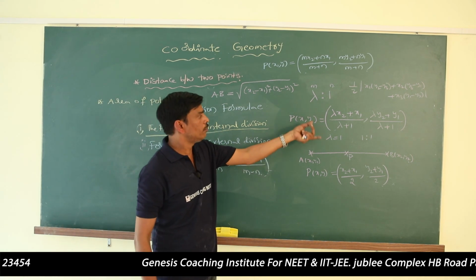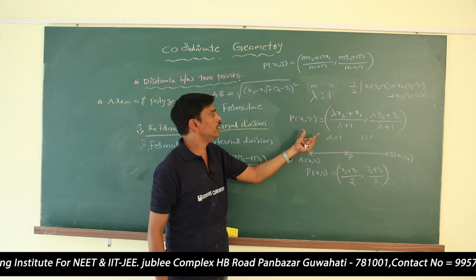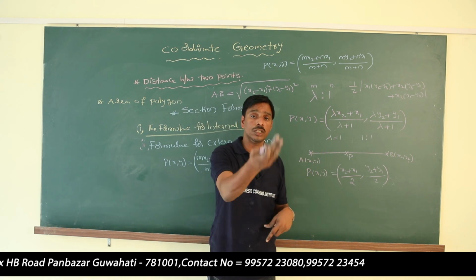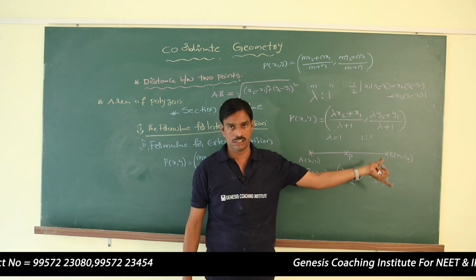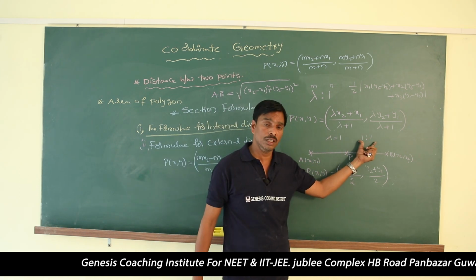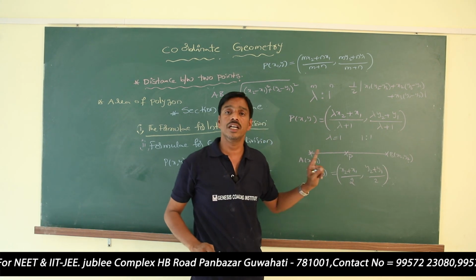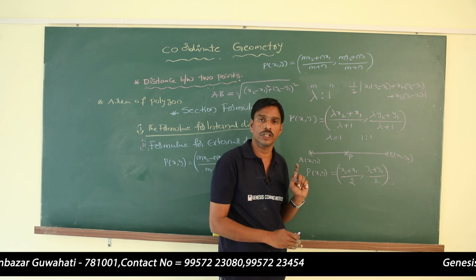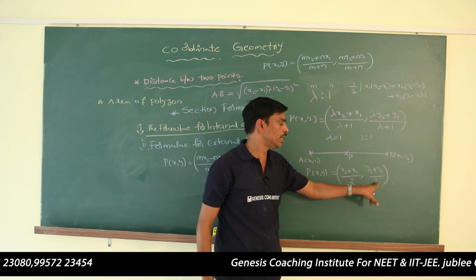The next one, sometimes we can take the ratio for the sake of convenience as lambda is to 1, then apply the section formula. If the lambda value turns out to be positive, we can apply internal division, otherwise external division. Then if lambda equals 1, the ratio is 1:1, then the point P(x, y) divides the line segment joining these two points in the same ratio, which means the point is the midpoint of A and B. The midpoint formula is P(x, y) equal to ((x1 plus x2) by 2, (y1 plus y2) by 2).